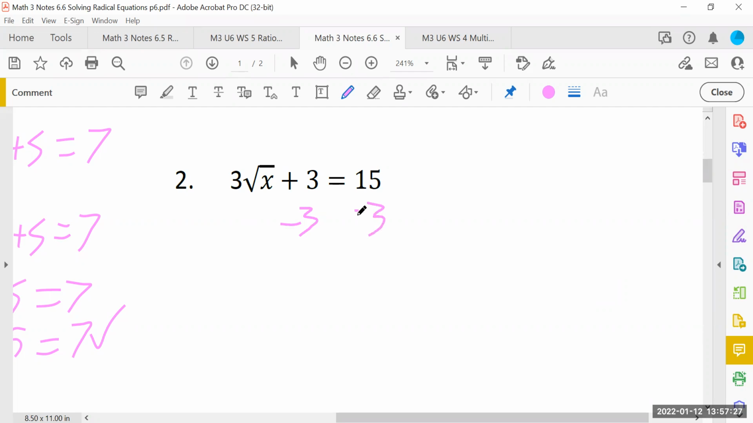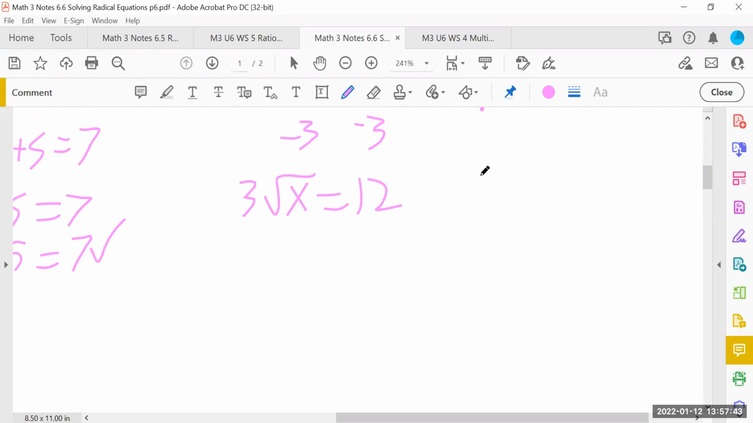I would really recommend not dividing by 3 because then you have to divide everything by 3, which often we forget that plus 3 would also get divided by 3. So subtract the 3 first. So we get 3 root x equals 12. Now I would divide by 3. Does that make sense to everybody?